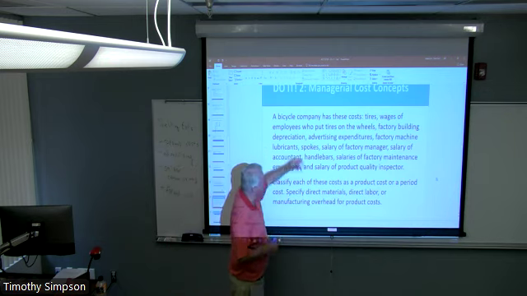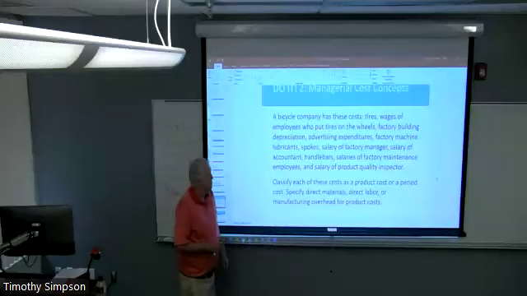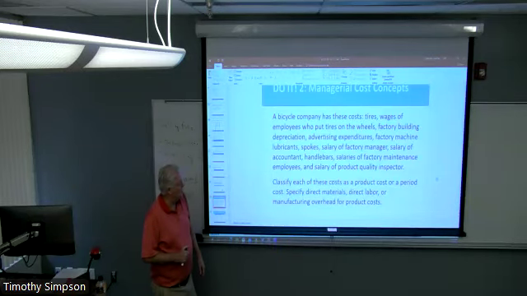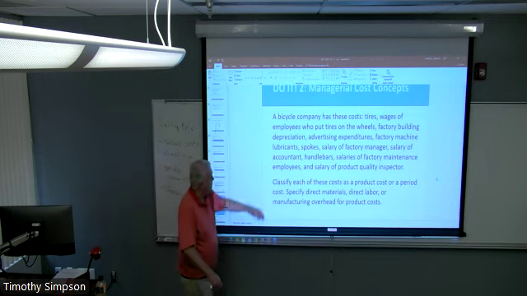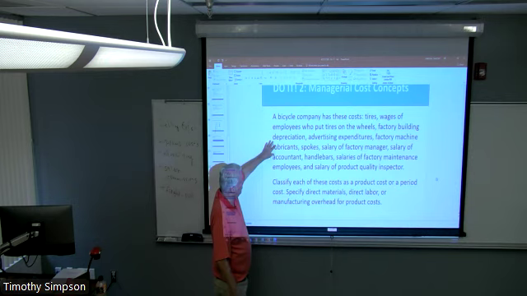So, all right, tires, what kind of cost is that? Direct materials, direct labor, or overhead? Or is it a period cost? Direct materials, right? Obviously. Wages of employees who put tires on the wheels: direct labor, no question about it. Factory building depreciation. Well, it's a product cost, but it's overhead, absolutely.